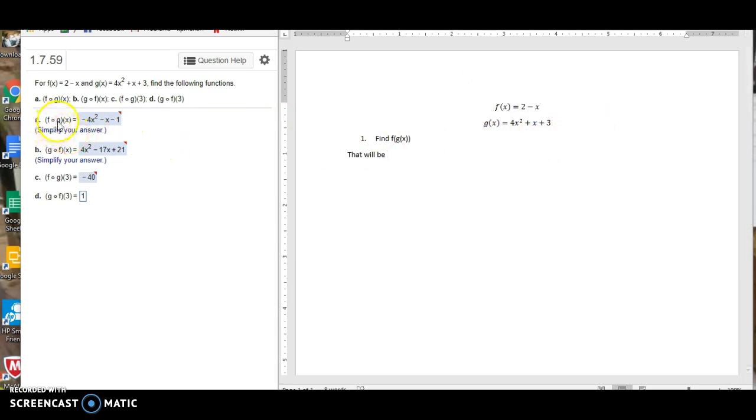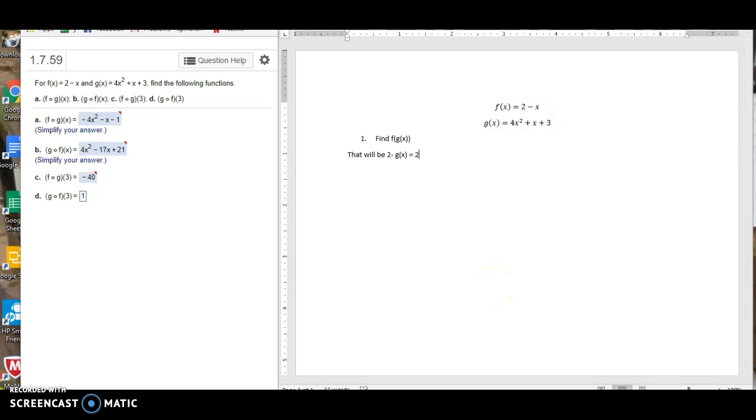And then A says find the composition of f with g, which means f is the outer function and g is the inner function. And so g is my input. And notice that the f function says whatever my input is, I take 2 minus it. So f of g of x will be 2 minus g of x. Now then, I just go up and replace g of x with what g of x is.